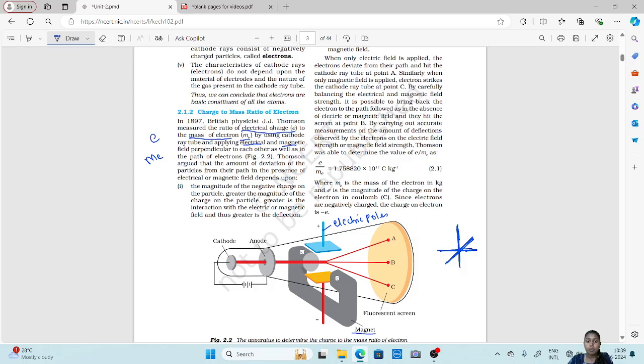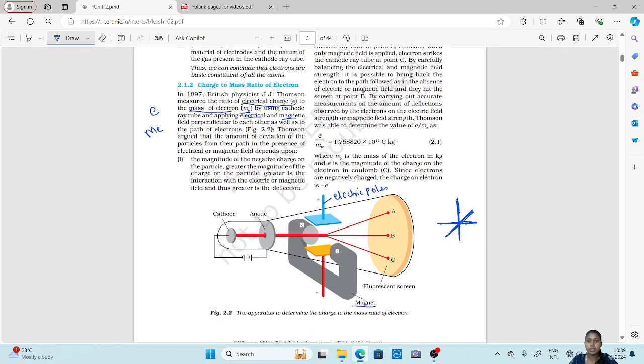Now, what Thomson did is, Thomson argued that the amount of deviation of the particles from their path in the presence of electric or magnetic field depends upon the charge. Now what he said, when the electric and magnetic fields are applied, it was observed that the path of electron starts to deviate. Now what he argued is, the greater the magnitude of negative charge on the particle, greater is the interaction with the electric or magnetic field, and thus greater is the deflection.